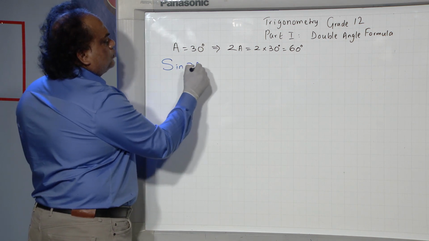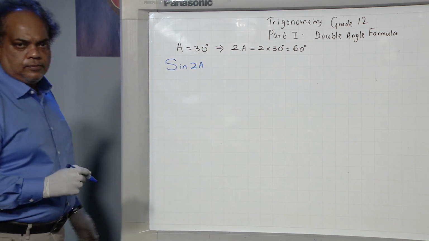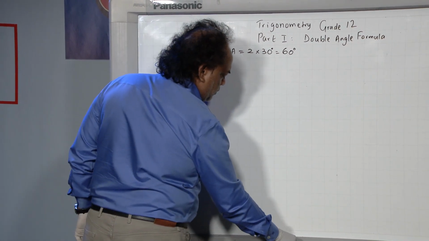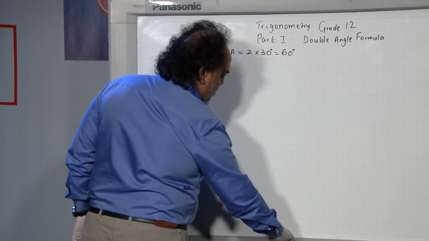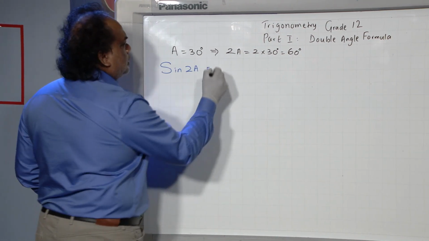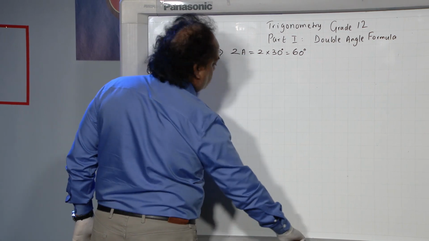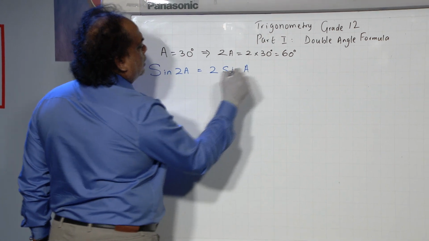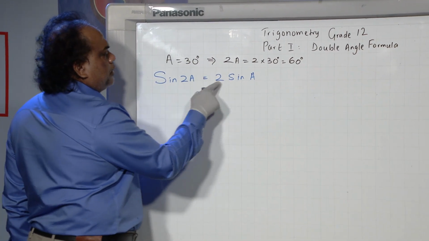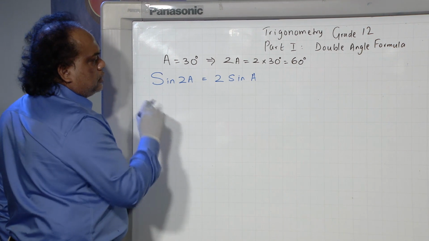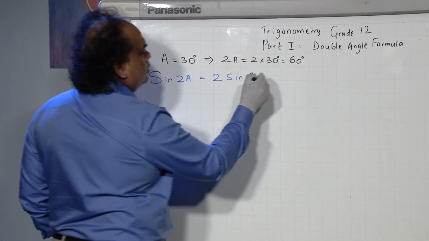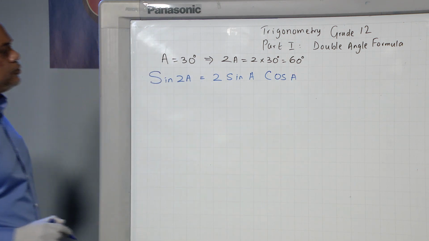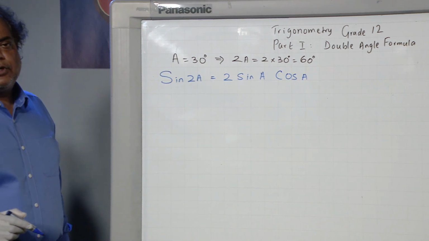Sine of double angle is equal to how much? Very often, the common mistake is to say it is equal to 2 sine A. Remember, this 2 is an angle, whereas this one is a coefficient. This is wrong. In fact, sine of 2A becomes 2 sine A cos A.